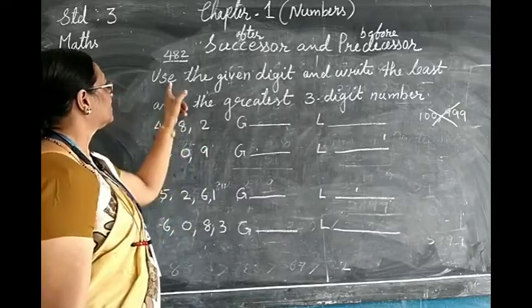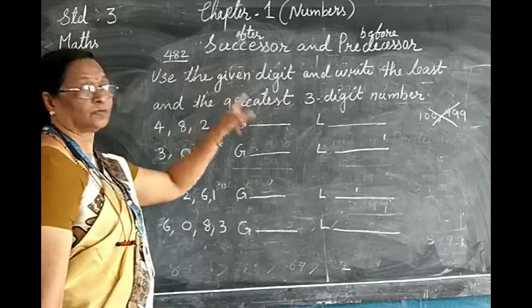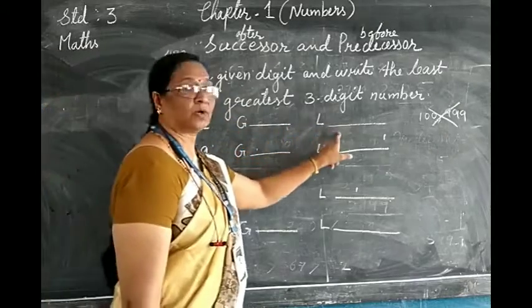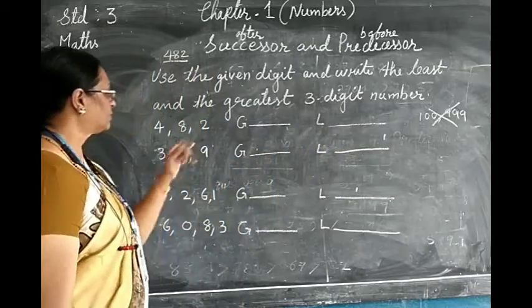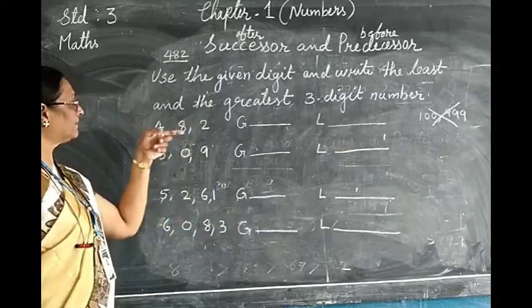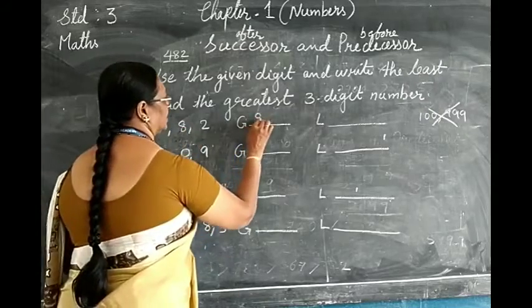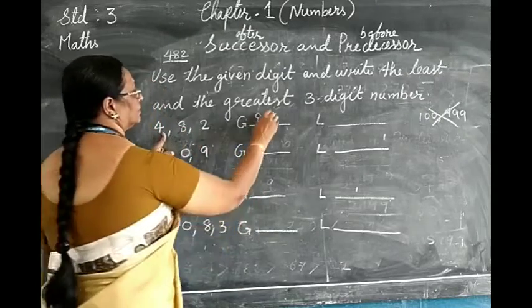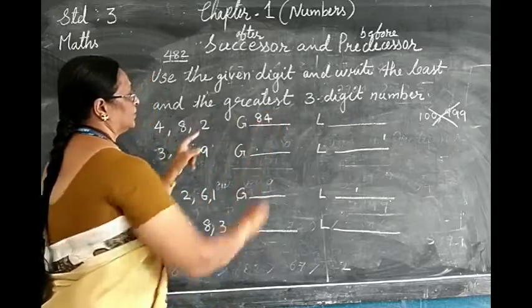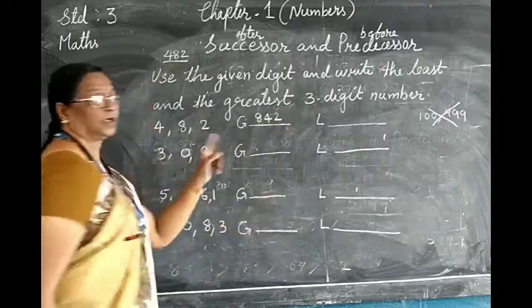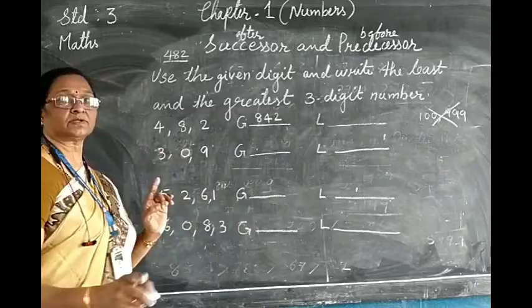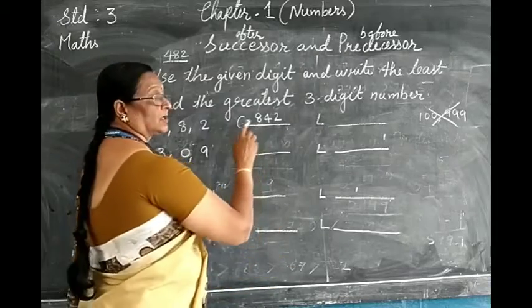Now it is a question: using these 3 digits, you have to write the greatest one and also the least one. Now how to place here? Which is the biggest digit here, children? 8. So 8 will be the first one. Then next 4, next 2, and if you put commas, again it is going to be wrong.